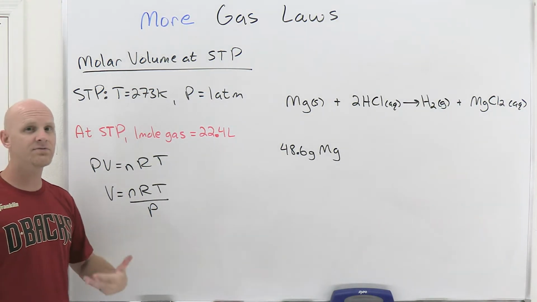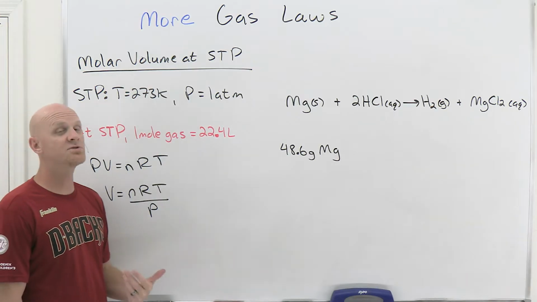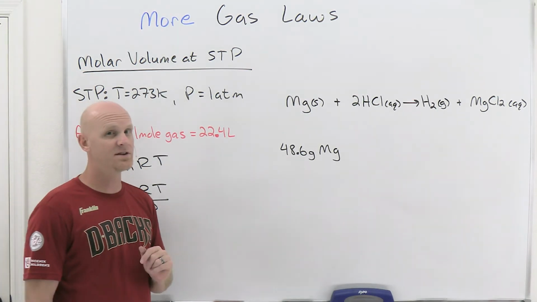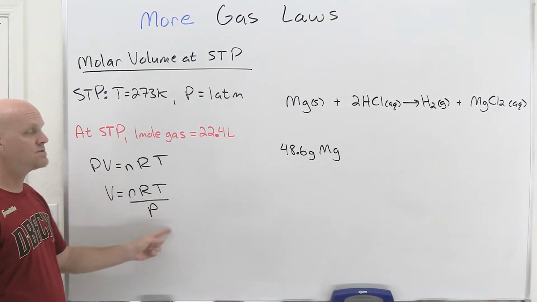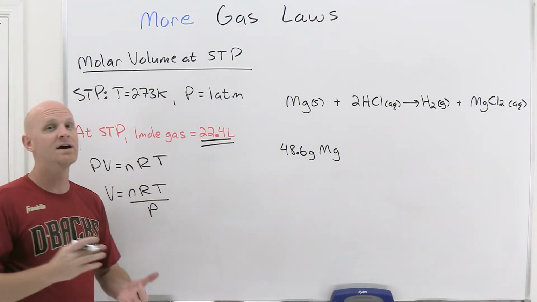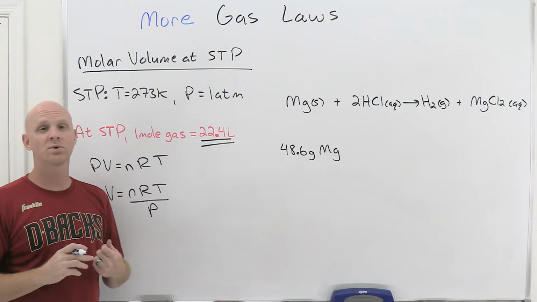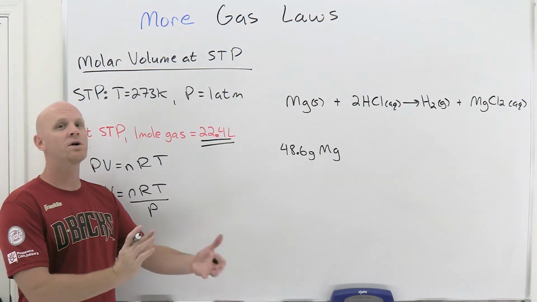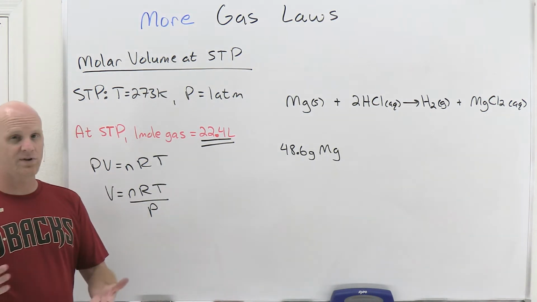However, if specifically they ask you what volume is produced at STP, which is the most common condition, well, then you don't actually have to use this. You can just take advantage of the fact that for every mole of gas you do have, it occupies a volume of 22.4 liters, and you can just treat it as part of the stoichiometry dimensional analysis calculation.